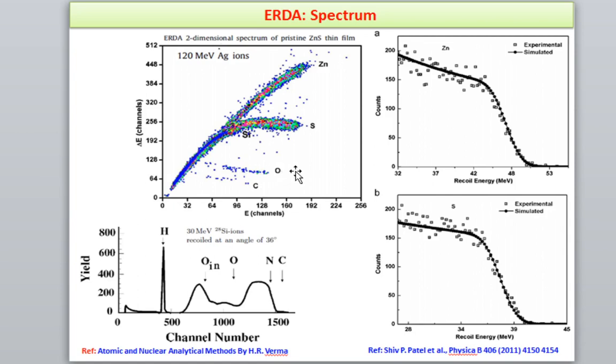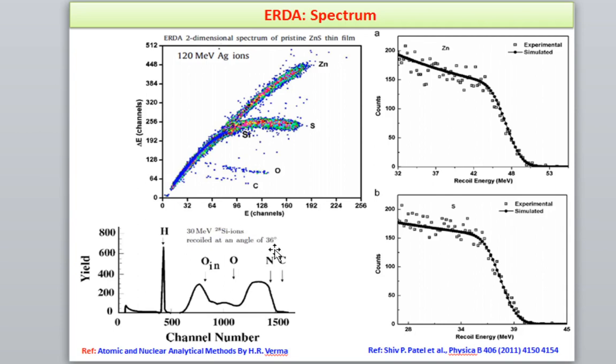Okay, and this is the raw data, and if you do this then you can simulate and plot recoil energy versus count. These three figures are from my research paper, and this is another spectrum I have taken from this book, that is yield versus channel number. Here, 30 MeV silicon ions are falling on the sample.